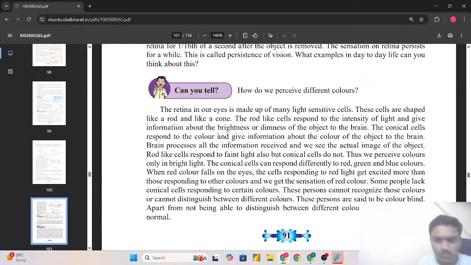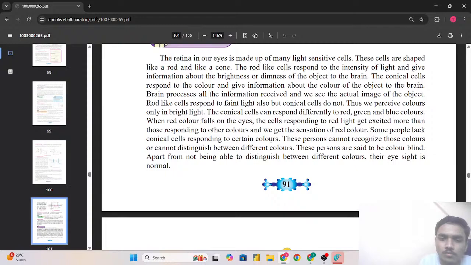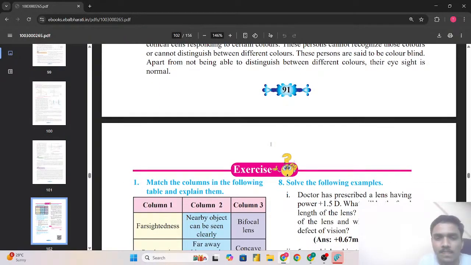And the people who are color blind, they are not able to distinguish between the colors. They are not able to categorize or respond, मतलब उनके जो eye cells होते हैं, they are not responsive to the different colors, due to which they are called color blind. Apart from not being able to distinguish between the different colors, their eyesight is normal, और उनकी जो eyesight है वो normal है but they are not able to distinguish between the colors.